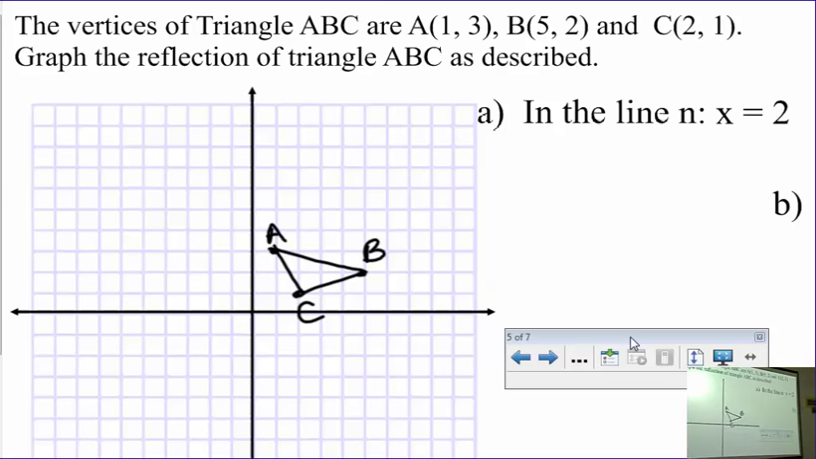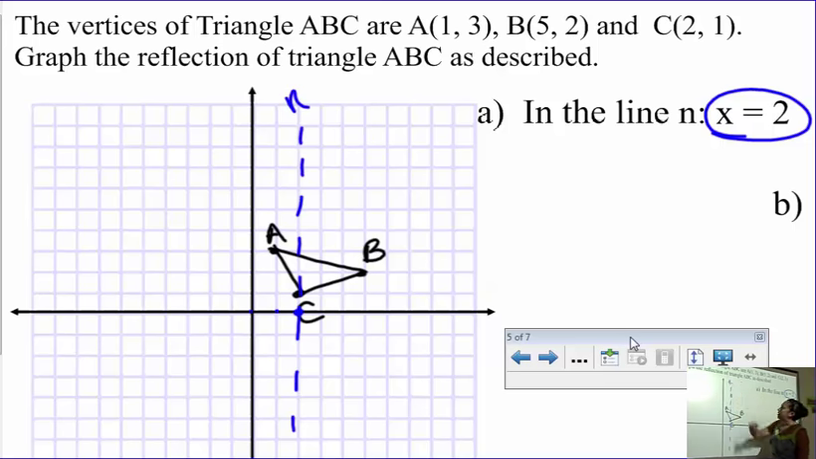All right, what we're going to do first, in the first example, is reflect this in the line n. We're going to call that line x = 2. Well, since x = 2 is not just a point this time, it's a line, we've got to figure out what that looks like. We'll go to your x-axis and count over 2 to the right. My line has to go through that point vertically. So here is my reflection line.